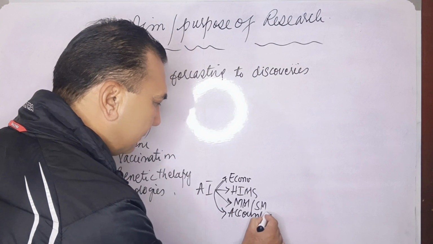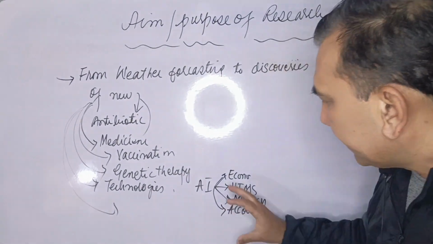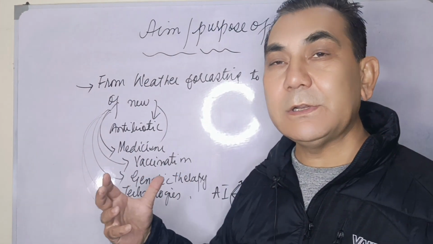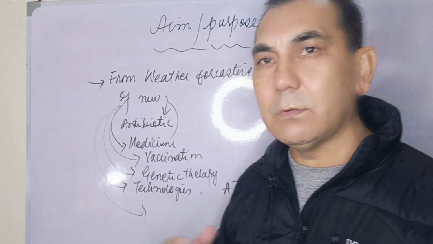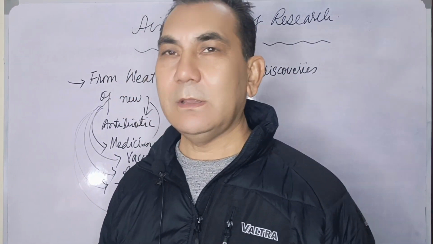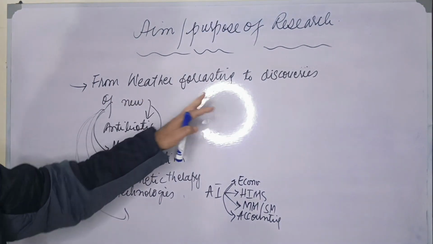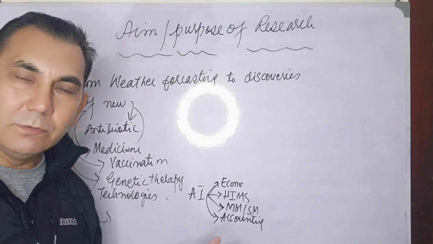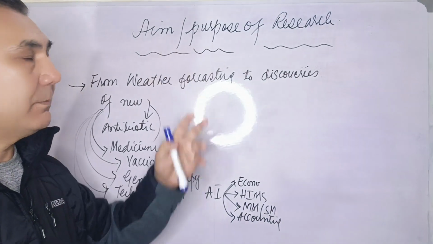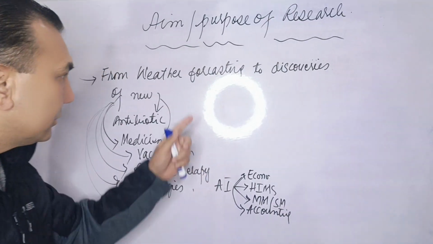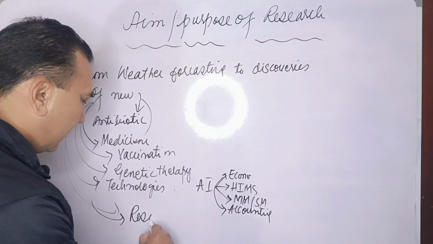Nowadays, the world banking systems are implementing artificial intelligence at their programming level, which checks the check and balance 24 hours. So, from weather forecasting to discoveries, all these new inventions are the purpose of the research. So, for this, what are the researchers doing?